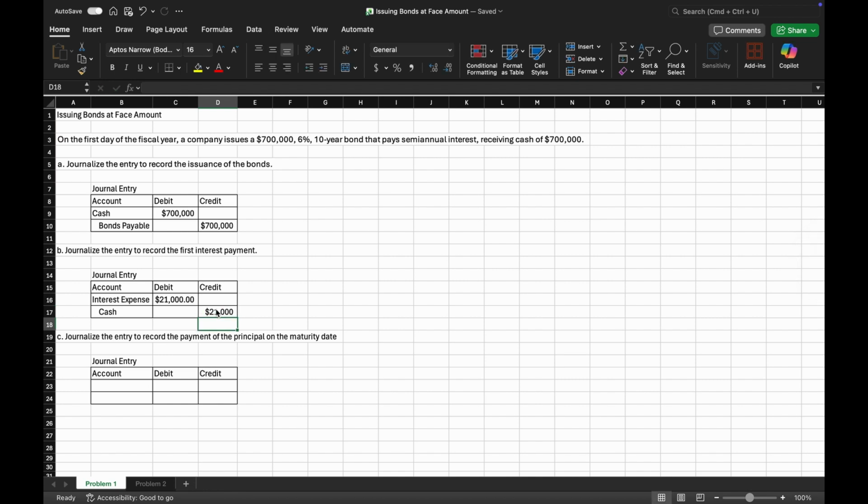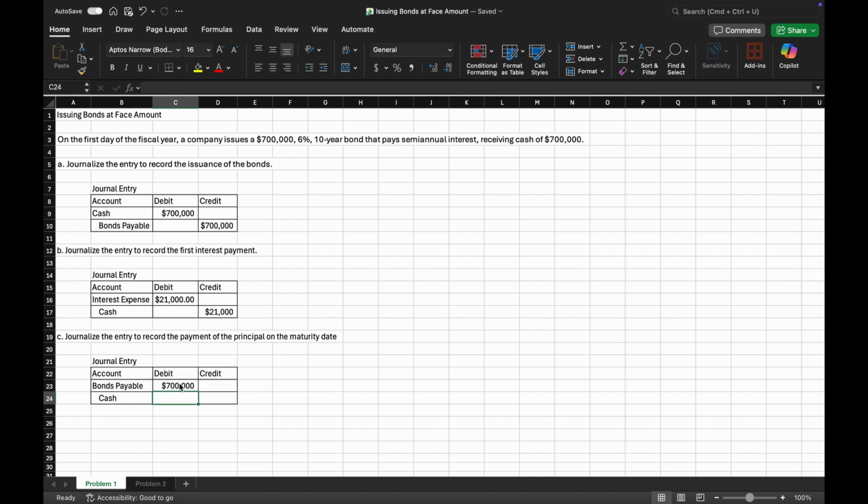Now, your last job is to journalize the entry to record the payment of the principal on the maturity date. As always, let's put the two accounts being affected, which in this case are bonds payable and cash. As you can see, it's basically a reversal of the first journal entry that we did earlier. So for bonds payable, this account is decreasing as the company is paying back its liability at the maturity date, which means that bonds payable is going to be removed at face value. Because we know this, and we know the face value, and that liability accounts decrease with the debit, we can put the $700,000 face amount as the debit for bonds payable.